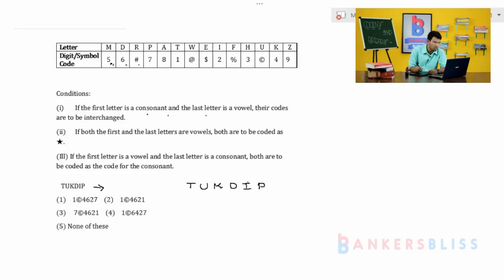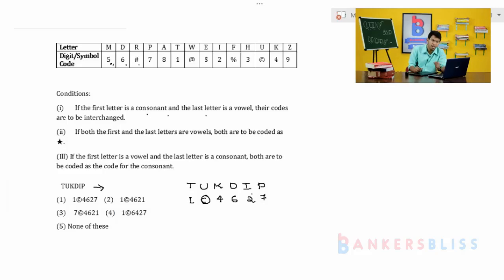Look here, what is the code for T? 1. What is the code for U? That is copyright. What is the code for K? 4, D is 6, I is coded for 2, and P is coded for 7. Then after this arrangement, look at the conditions to see whether the given statement is followed by the conditions or not. If it is followed, we have to arrange according to the condition. If it is not followed, you just mark it as it is.